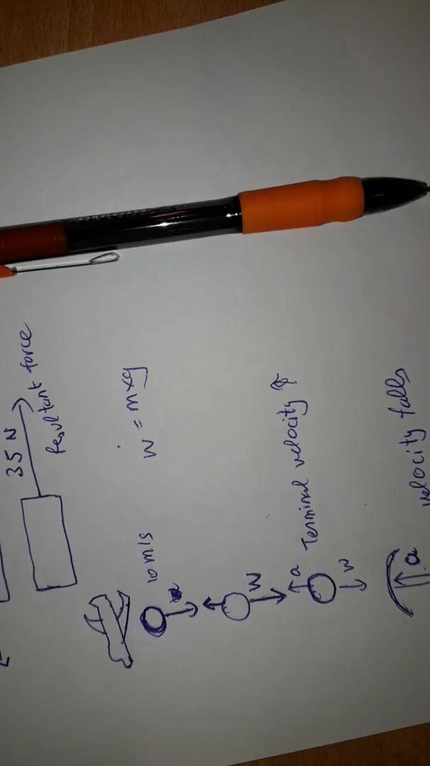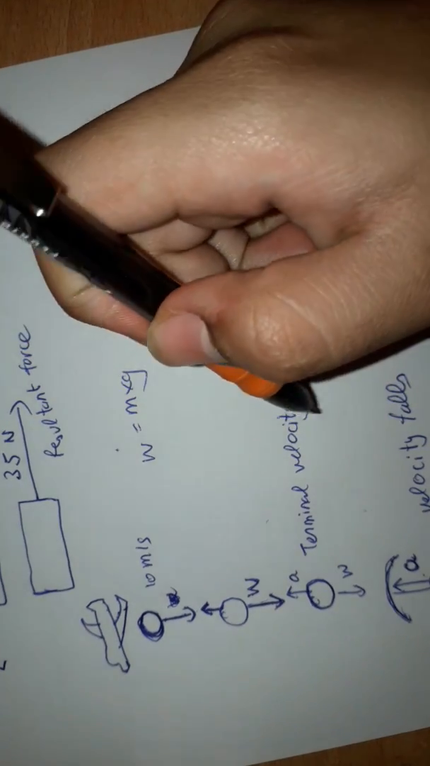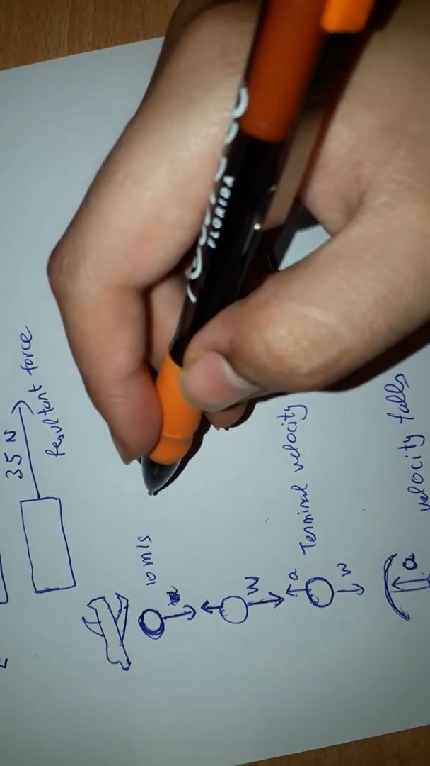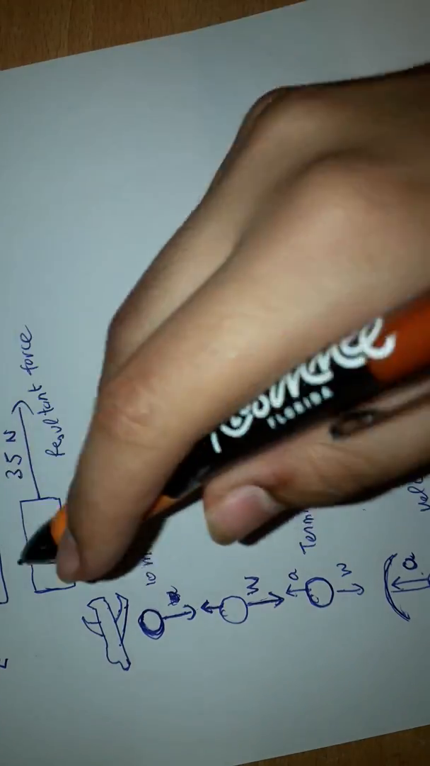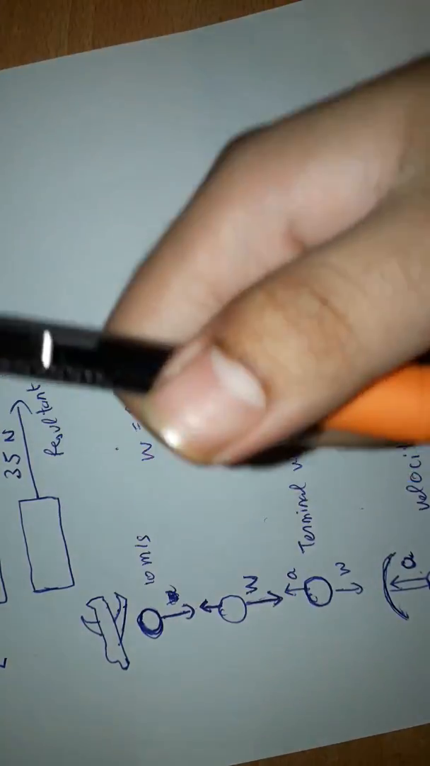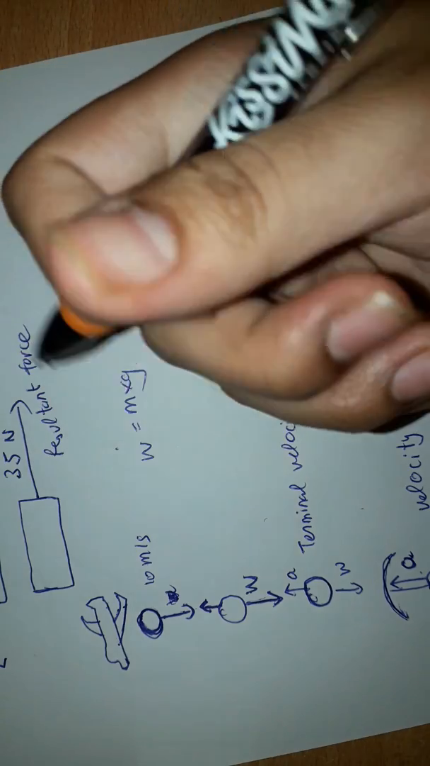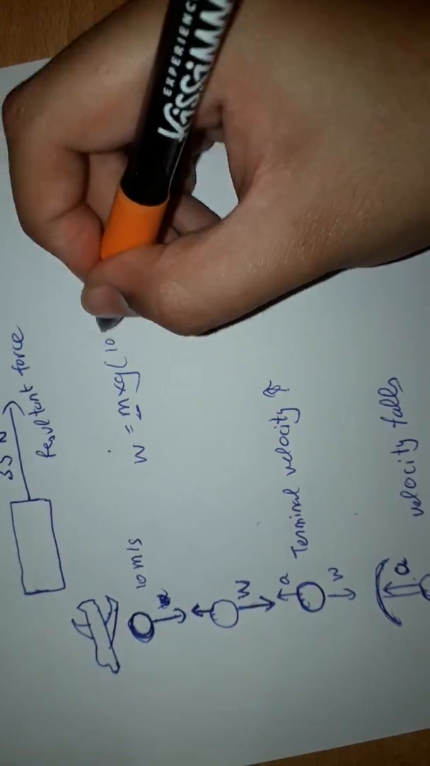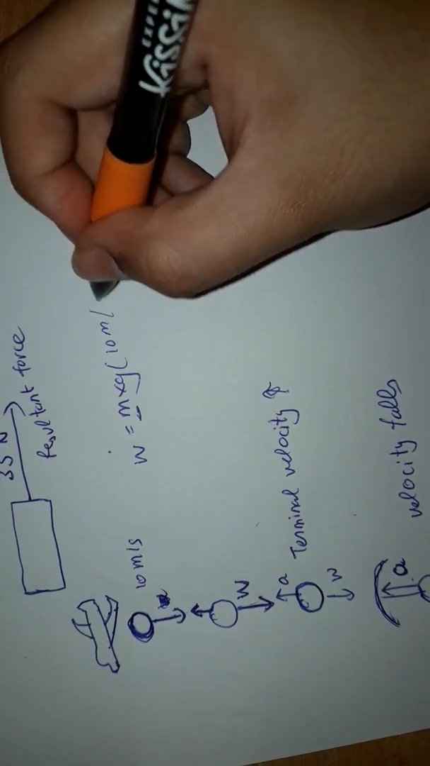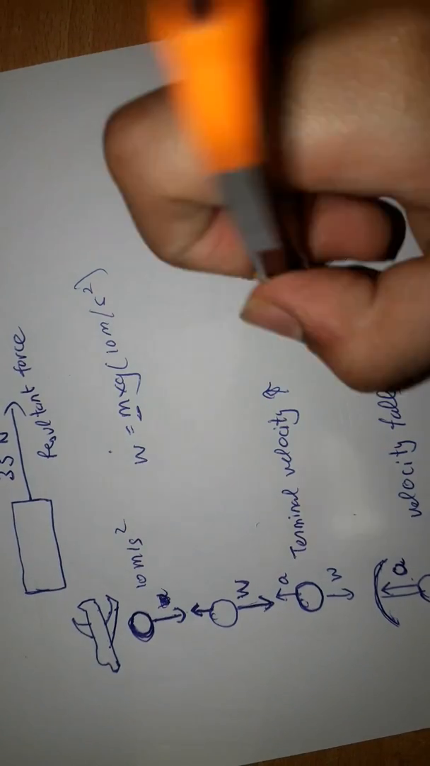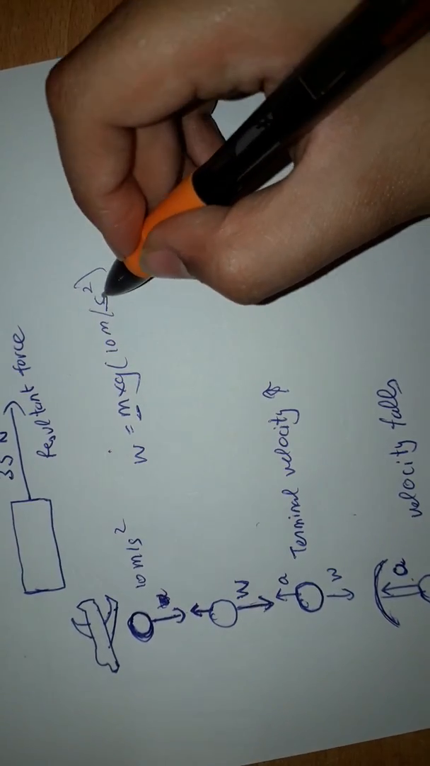So basically, let me recap. As soon as a skydiver jumps out of the plane, the only force acting is its weight, i.e., it's not going to have any other force or velocity. Its only force is its weight, which is mass times gravity, where the gravitational field strength is 10. Your acceleration due to gravity is 10 meters per second squared.